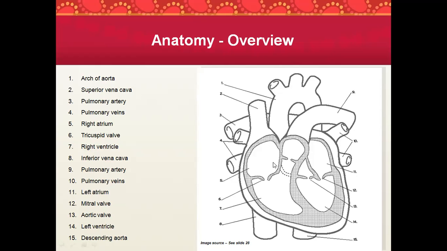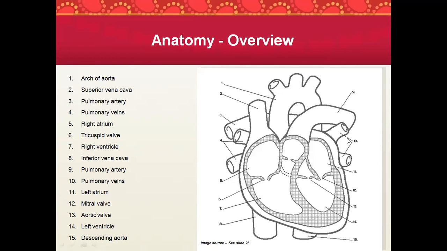Okay, number 5 is your right atrium, number 6 is your tricuspid valve, and number 7 is your right ventricle. Number 8 is your inferior vena cava. All right, number 9, now where is number 9? Number 9 is your pulmonary artery. Number 10 is your pulmonary vein.